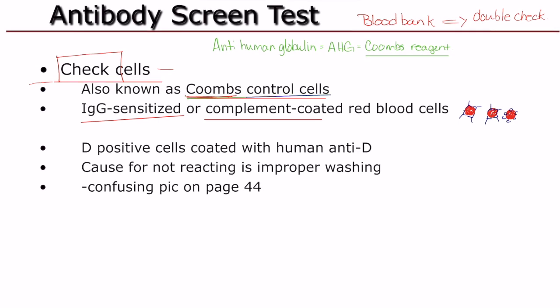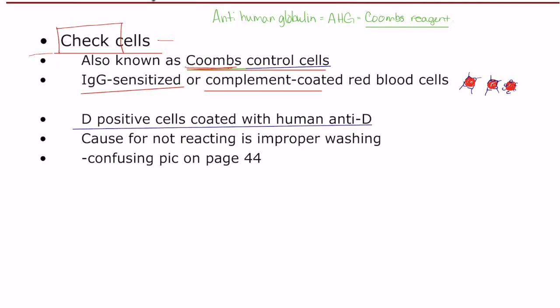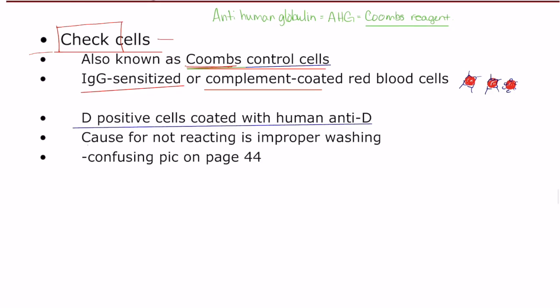What we're going to use them for is to verify, because remember, we want to verify everything that we've done, that all of our testing has been correct. We can also call them D positive cells coated with human anti-D. Same thing. And if they don't react, when we want to see a reaction, it means we've not done something correctly in our testing protocol. And typically it's improper washing.